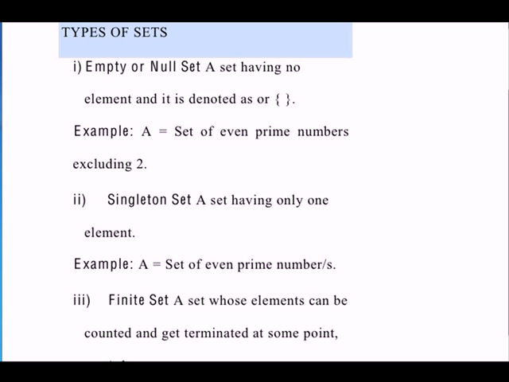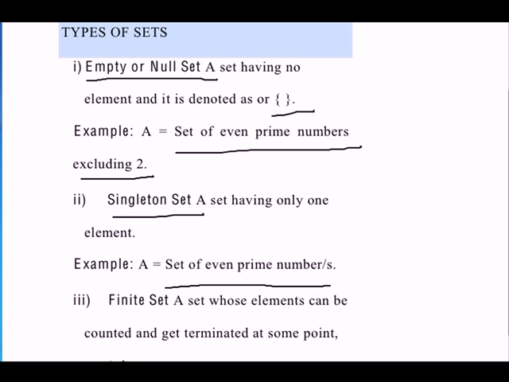Okay, we have different types of sets. First one is an empty or a null set, denoted simply by curly brackets. So an example could be the set of even prime numbers excluding 2, and we know there are none. Another one could be a singleton set, which has only one value. So again, the example could be the set of even prime numbers.